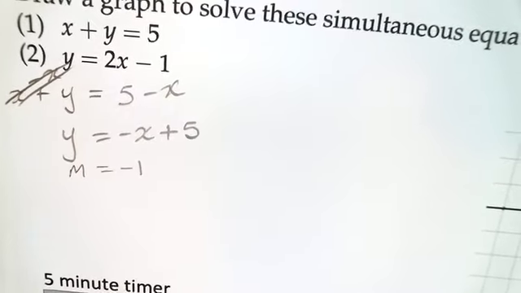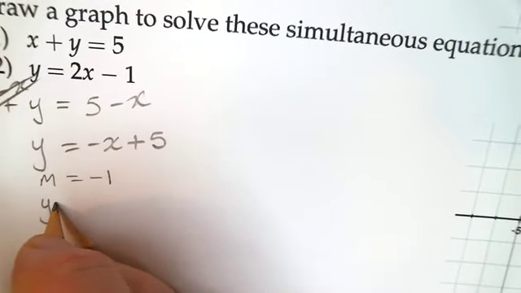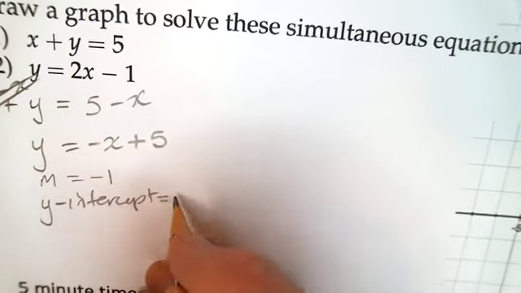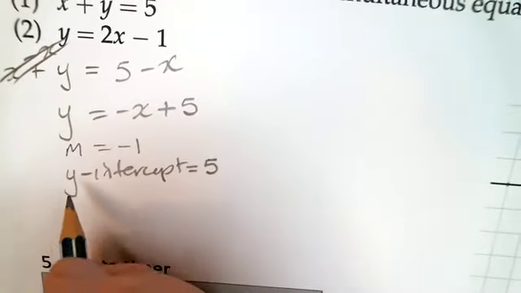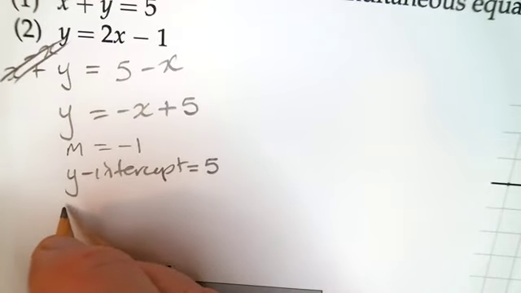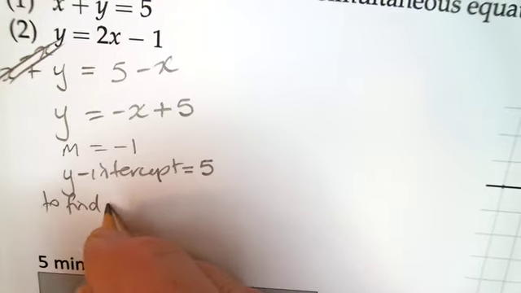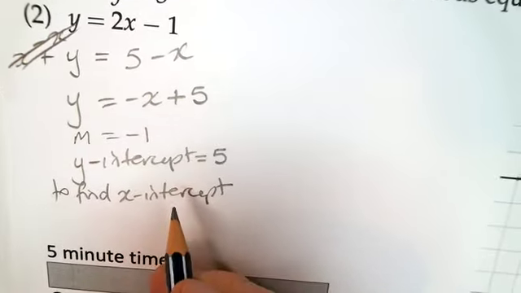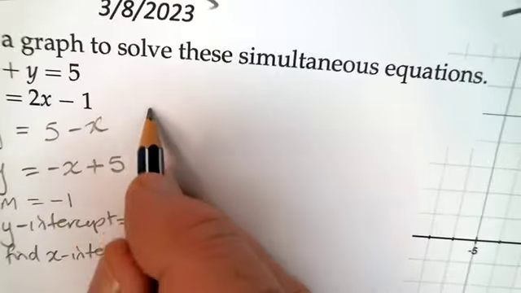And that's going to be important when we come to draw this thing. And the y-intercept equals 5. Now, we also really want to find the x-intercept here as well. To find the x-intercept, we make y equal to 0. So here it is, I'll do it over here.